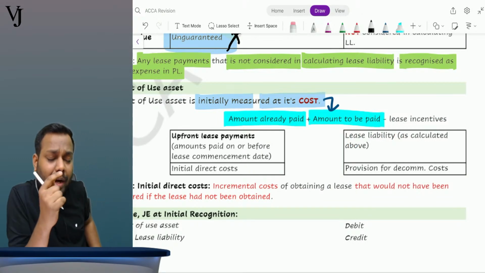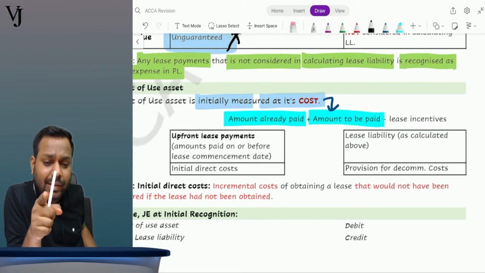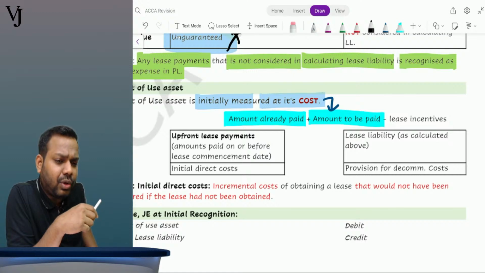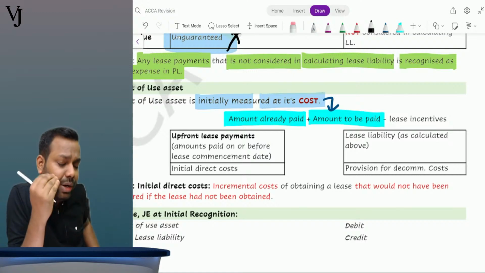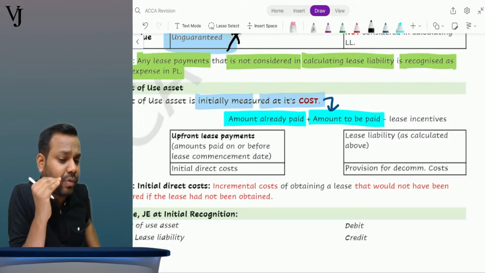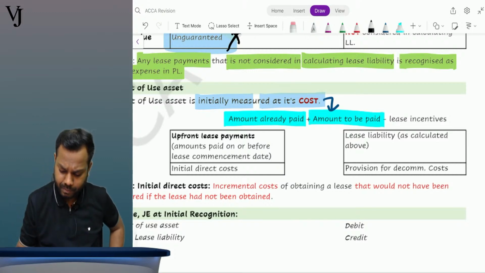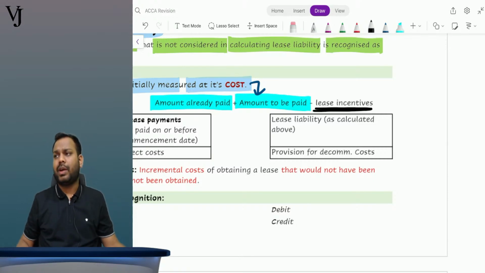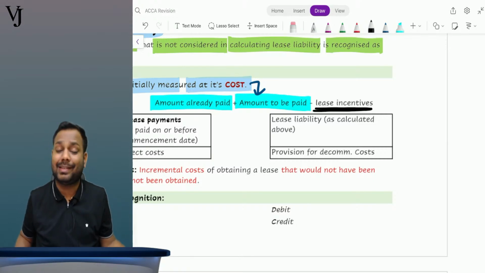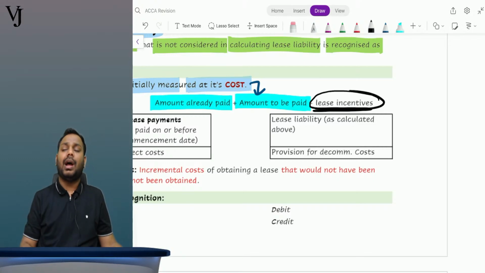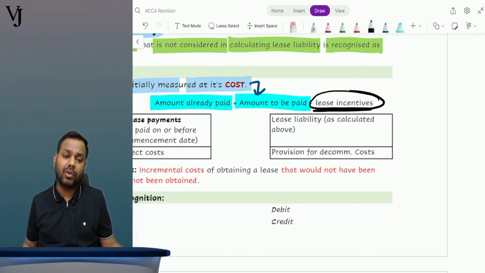Now tell me, under IAS 16, 38, and 40, I discussed with you something called trade discounts or rebates. Did I discuss with you trade discount and rebate? That we have to reduce the trade discounts and rebates if I have got them from the seller. If I received any discount, I have to reduce it from the cost. Similarly, I have to reduce from the cost any incentives I have received from the lessor, right?